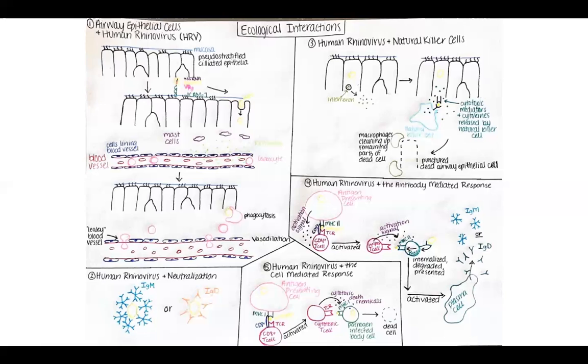Moving on to number 3, human rhinoviruses and natural killer cells. Upon infection of human rhinovirus, one of the innate immune responses of the host is to activate natural killer cells, which are activated by interferons released by the infected cell. Consequently, natural killer cells come to the site of infection and release a cytotoxic mediator and cytokines, which puncture the infected cell, causing it to die. Later, macrophages appear on the scene and clean up any remaining parts of the dead cell.